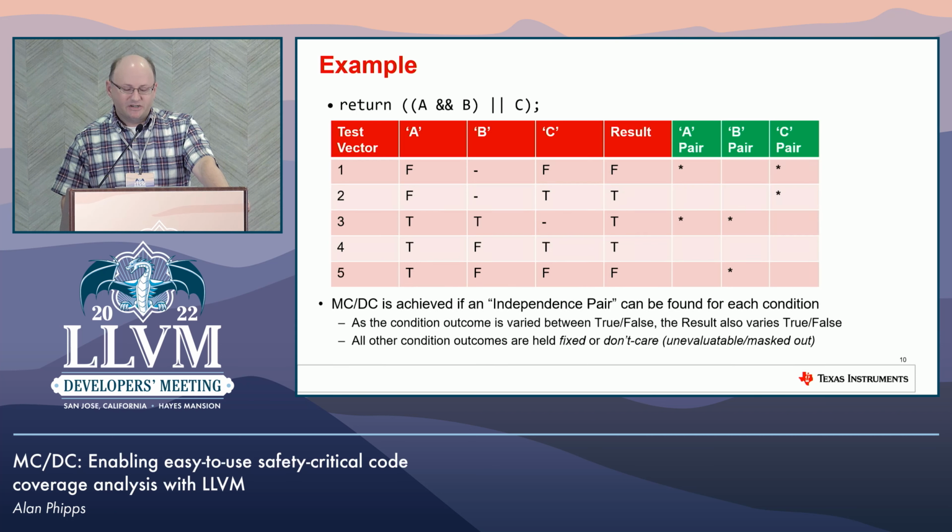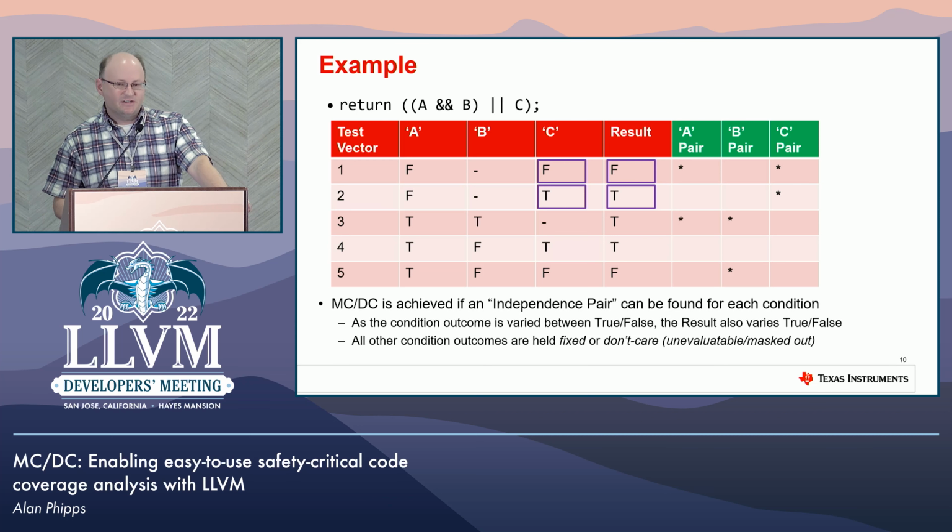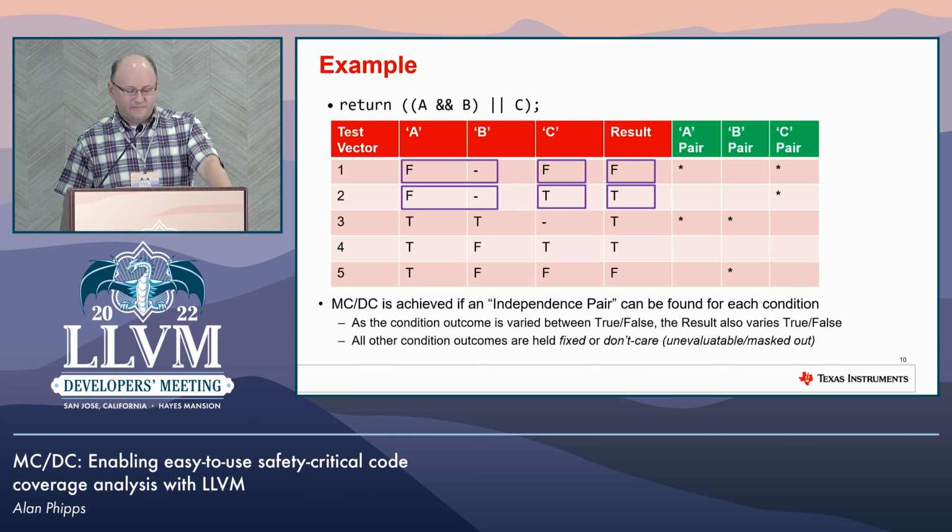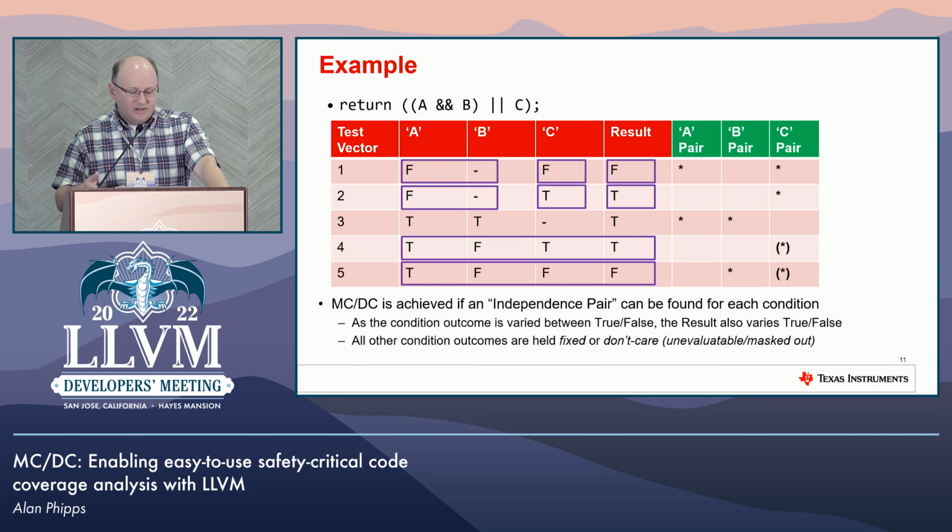And similarly, for condition C, we need to execute test vectors 1 and 2. Again, as we vary C's outcome between true and false, the decision result also varies between true and false. The other conditions are held fixed. So MCDC is therefore achieved if we execute test vectors 1, 2, 3, and 5. Similarly, we could execute 4 and 5 as well for condition C. It also satisfies the condition, but it's optional.